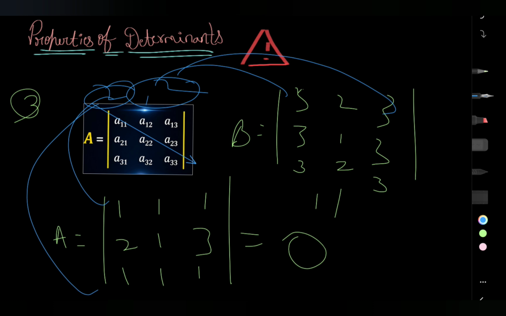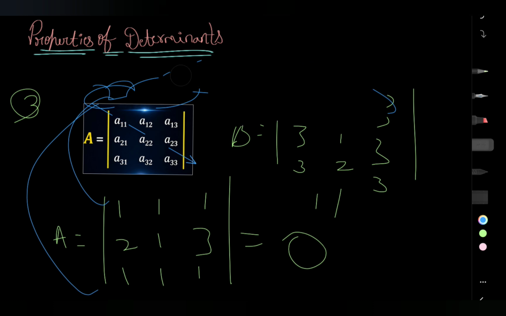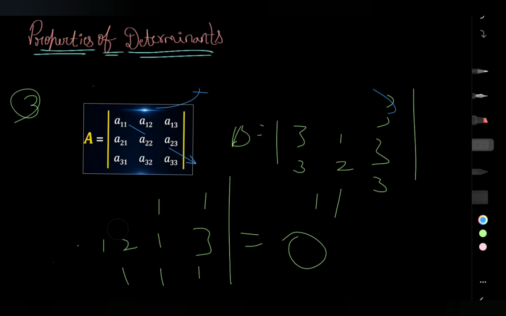The value of the determinant is 0. Next is the fourth property. This was the most important property, the most important one to remember to solve problems based in JEE, KCET, etc. And here we will move to the fourth concept, the fourth property.